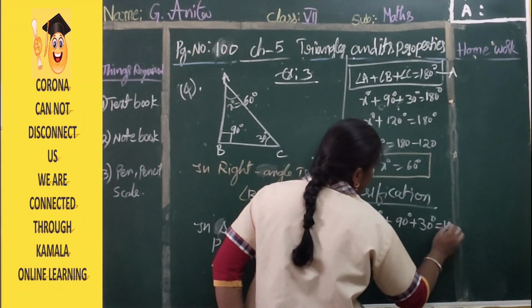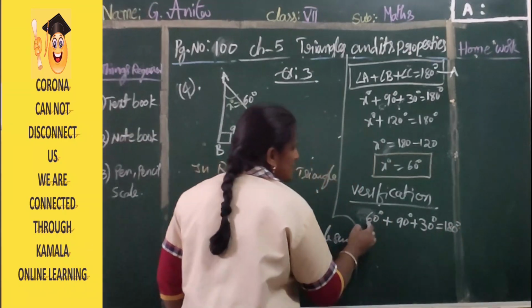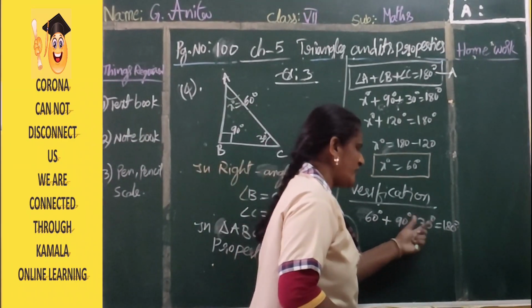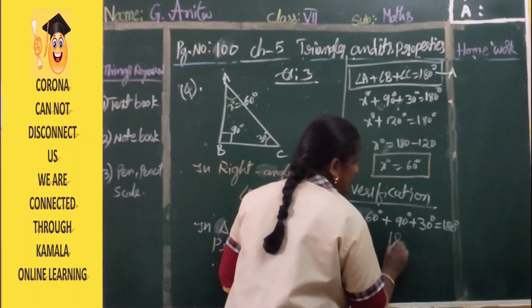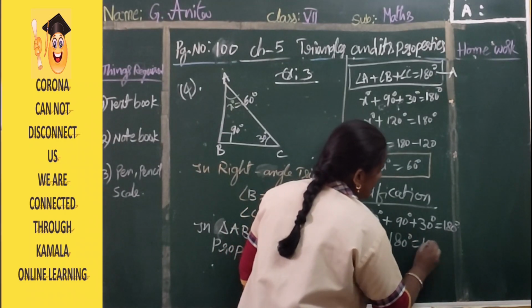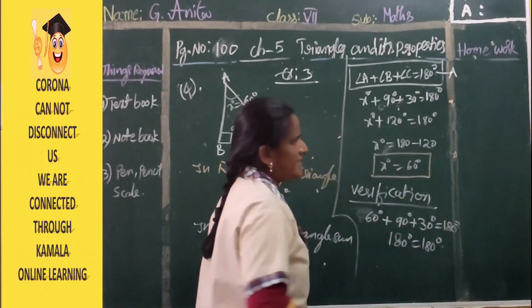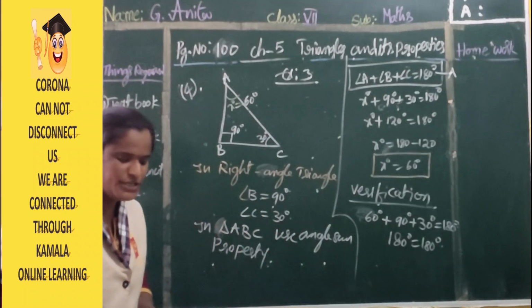It should be equal to 180 or not, one second. So 60 plus 90 is 150. 150 plus 30 is 180 degrees. So 180 is equal to 180. Our answer is correct. Yes children, everyone understood?